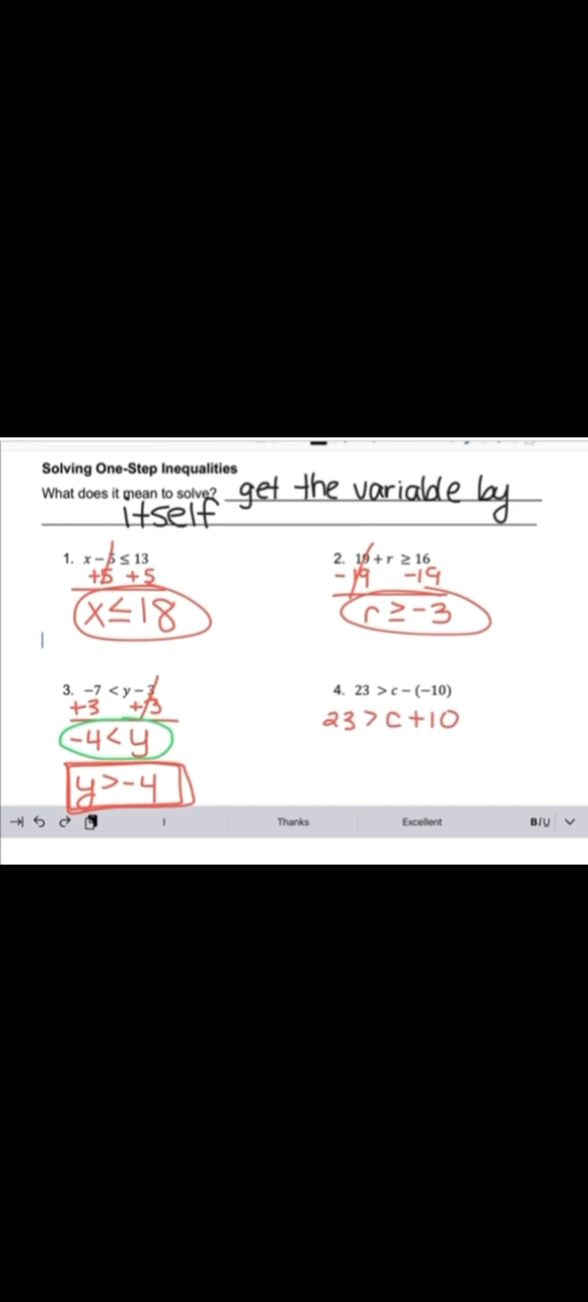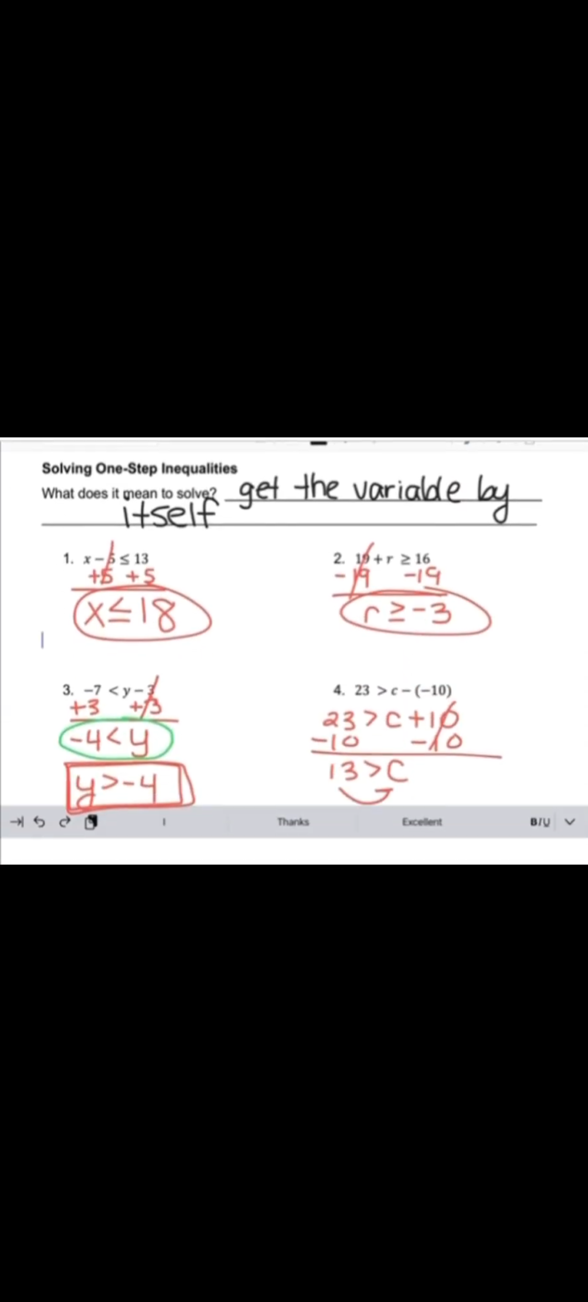To get C by itself, I need to get rid of this 10 by subtracting 10 from both sides. So this will be 13 is greater than C. Okay, now again, if this was multiple choice, the variable would need to be on the left. So if I flip this whole entire thing around, this is really going to say C is less than 13. This would be my final answer.